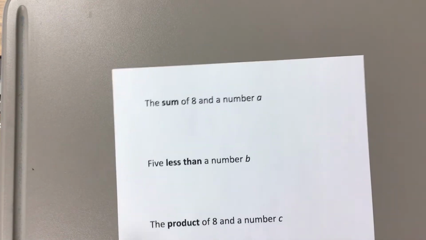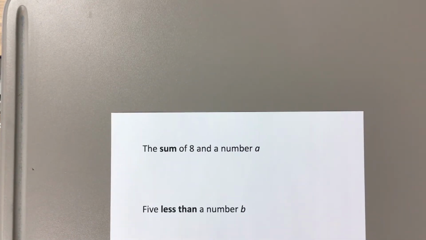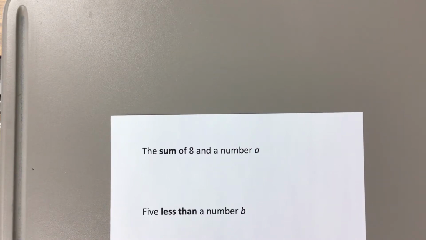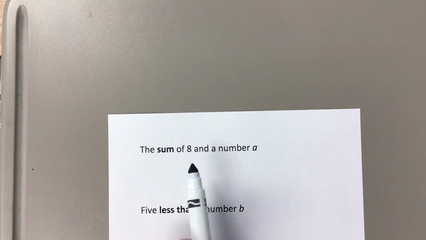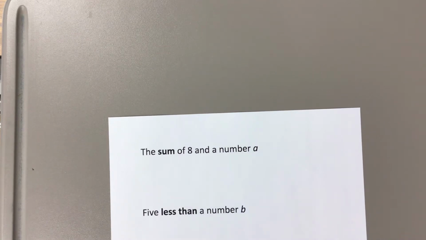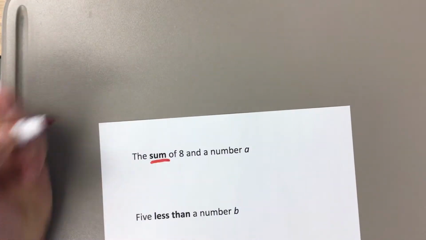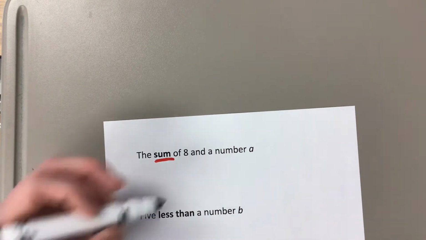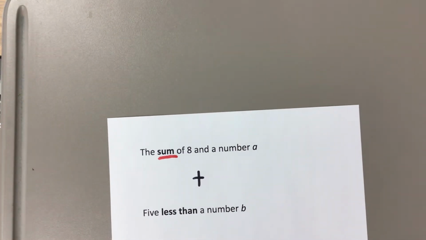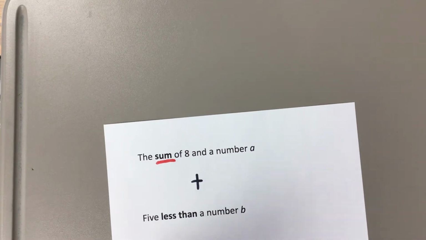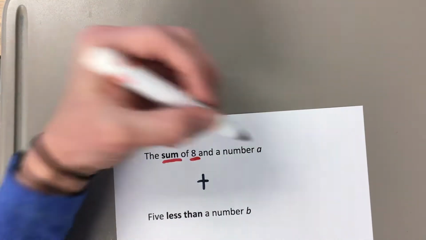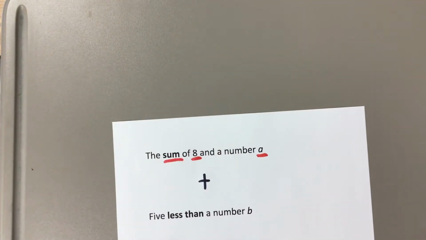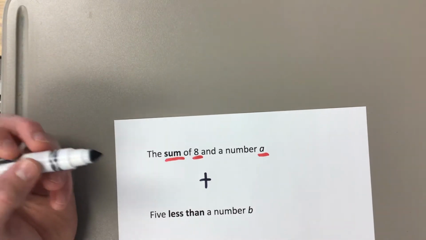So right here I have a few sentences and I need to convert these into algebraic expressions. So my first sentence says, the sum of 8 and a number a. So I need to look over here and I see that bold word sum. I know that sum means to add. So I'm going to write my plus sign. And then I have two important parts that I need to plug in. I have this 8 and I have this a. So the sum of 8 and a number a.